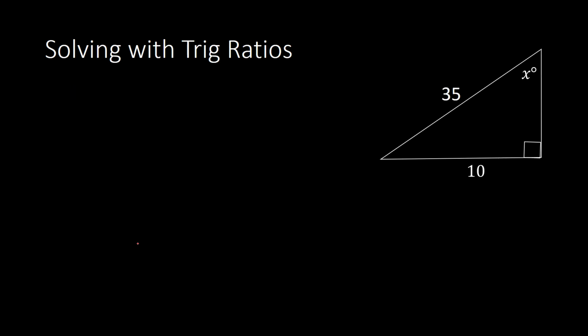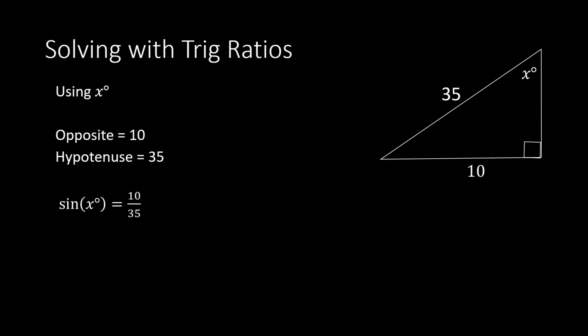Here's one more example where we're trying to find x. In this example, 35 would be your hypotenuse. It's across from the right angle. And x would be opposite, or 10 is opposite of x. So opposite is 10, hypotenuse is 35. Which trig ratio uses opposite and hypotenuse? Well, that is going to be your sine ratio. Sine is opposite over hypotenuse. So we can say that sine of angle x would equal opposite over hypotenuse, which is 10/35.